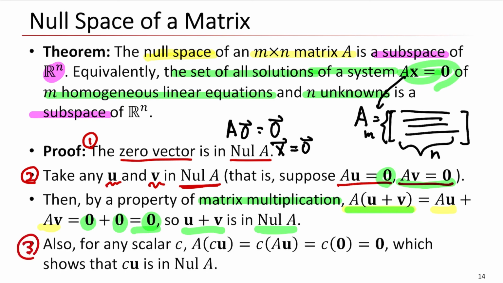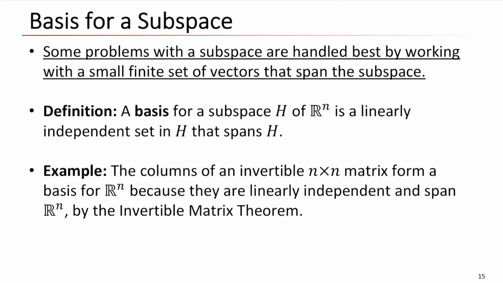Then let's prove the third property. A times cu is going to be c times Au, and because Au is 0 here, c times 0 is 0. So it means that cu is in the null space, right? So from this proof, we can say that the null space is a subspace of the R^n space. Okay, so this is the definition of the null space.